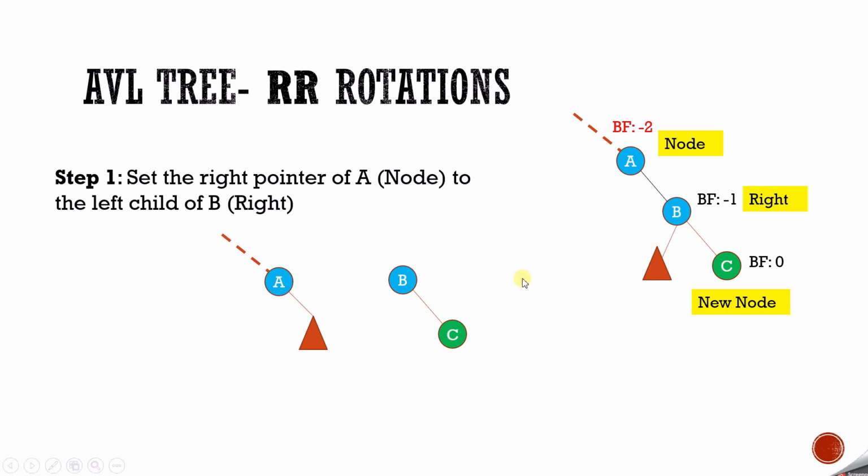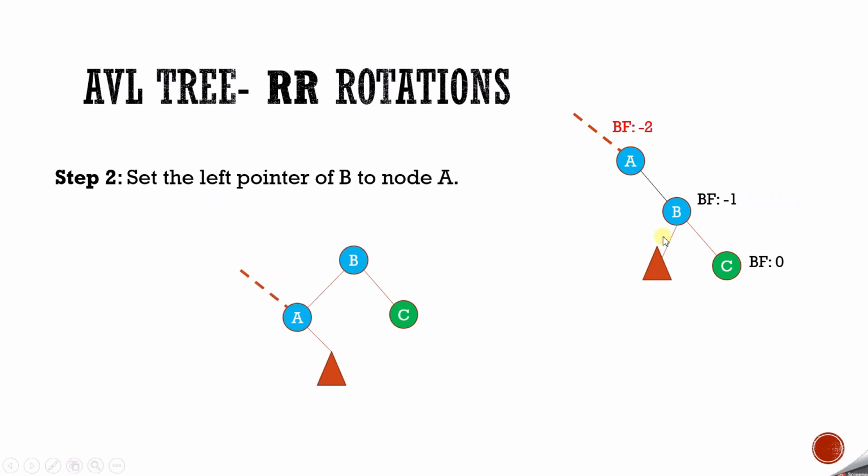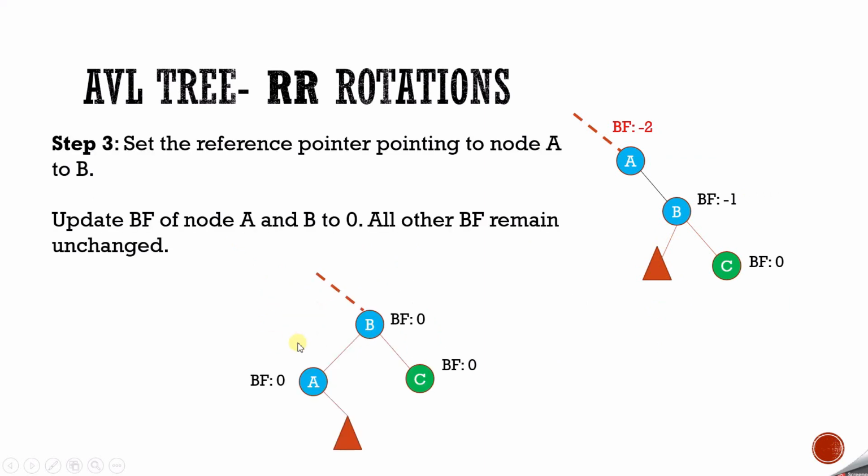So in that case, what will happen? The node with balancing factor -2 will start pointing to the left subtree of B. Similarly, in the next step, the left child of B will point to node A. And for the third step, whatever node is above A, if some node is pointing to A, it will now start pointing to the new root, that is B. And similar to LL rotation, the balancing factor of the nodes I have named node, new node, and right will all become 0. The rest of the nodes will remain unchanged.